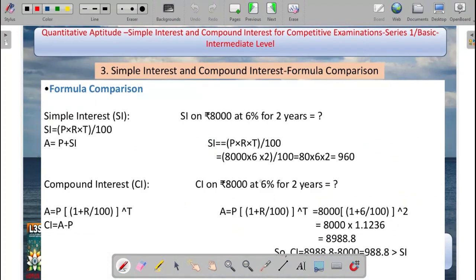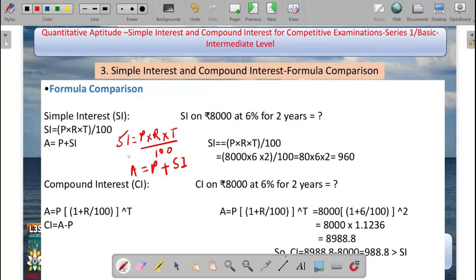So there are formulas for simple interest and compound interest. For simple interest, we have derived a formula. There is a standard formula. This is the formula: SI is equal to principal amount into rate of interest into time period by 100. This is the SI, and amount will be P plus SI. So that is the amount after a particular duration of T years.